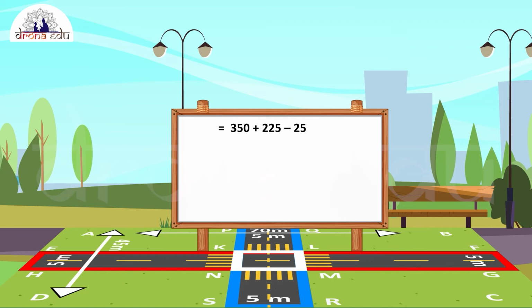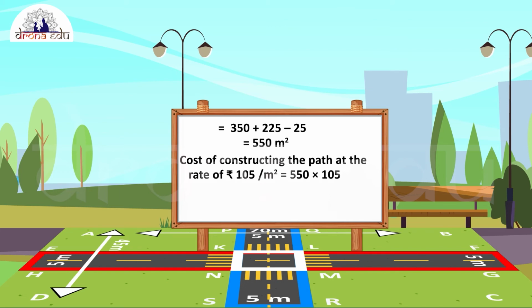So what will I get? With this we'll get the final answer, which is equal to 550 meter square. So we got the area. Now we need to find the cost. The cost of constructing the path at the rate of 105 rupees per meter square is nothing but 550 into 105, which will be equal to 57,750 rupees.